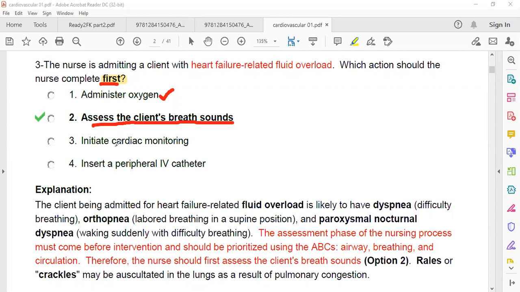Initiate cardiac monitoring. Yes, I can do it by EKG, right? EKG or ECG. But again, my friend, I want to tell you what the most priorities are. Insert the peripheral IV catheter. It is the least important, right? Out of these four. So always we have to give the priority.